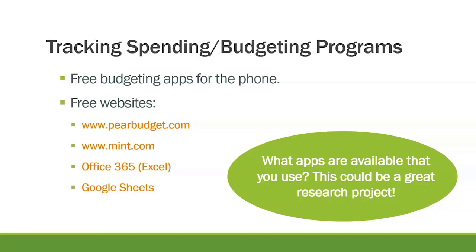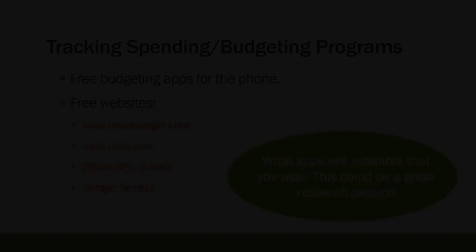There's lots of tracking, spending, and sort of budgeting programs available online. Some have apps for the phone, lots of free websites, including pairbudget.com. This one's super simple and easy for students to use. Mint.com. Also make sure that you tell them that they can use Office 365, which is free online, and Google Sheets will also allow you to create budgets. This can be a great exercise, a great research project for your class to have students look at apps and websites that do budgeting. There's so many out there.